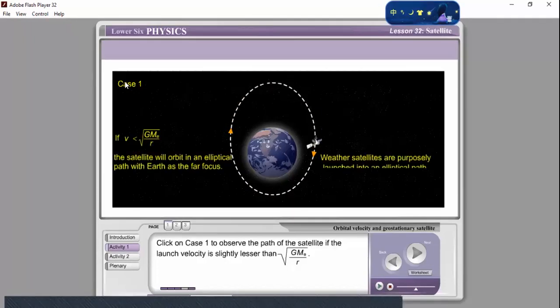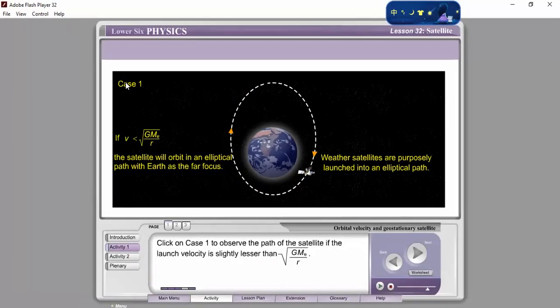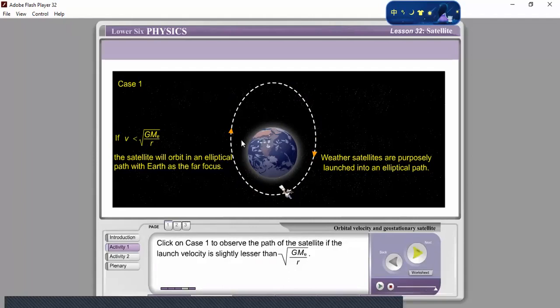If v is less than square root of GM_E over r, the satellite will orbit in an elliptical path with Earth as the far focus. Weather satellites are purposely launched into an elliptical path. Sometimes the scientists need to launch it with an elliptical path because maybe they don't want the satellite to always follow the Earth. Maybe they wish to do some purpose, maybe for forecast and so on. Oh, for geography observation.